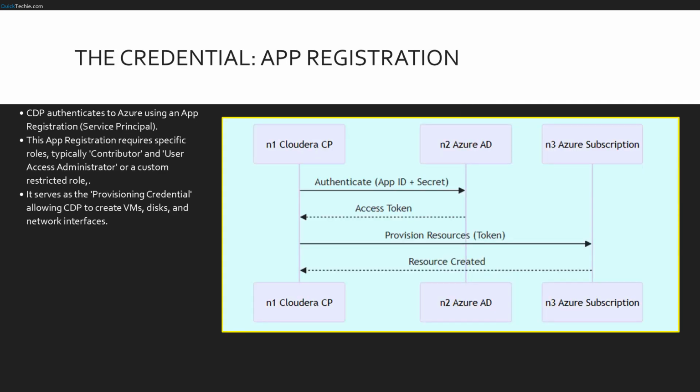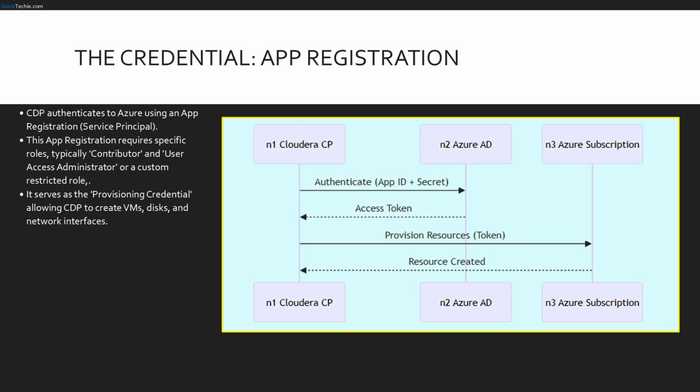How does Cloudera gain permission to build this infrastructure? It uses an Azure App Registration, also known as a service principal. You must create this application in Azure AD and assign it specific roles at the subscription level. While contributor is common for proofs of concept, production environments often use a custom role with scoped permissions to adhere to least privilege principles. In the CDP console, this app registration is configured as the credential, authorizing the control plane to spin up VMs, attach disks, and configure networking on your behalf.